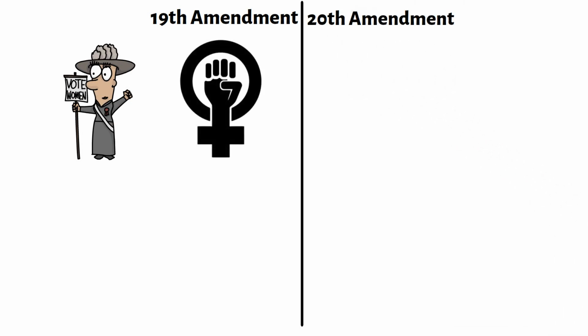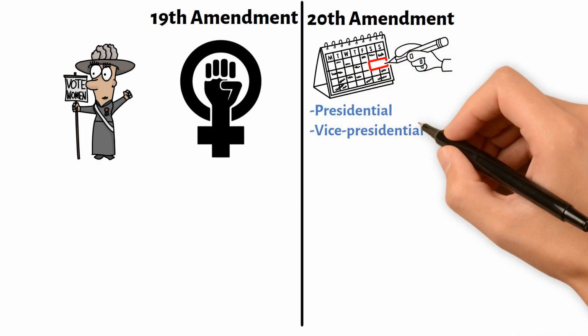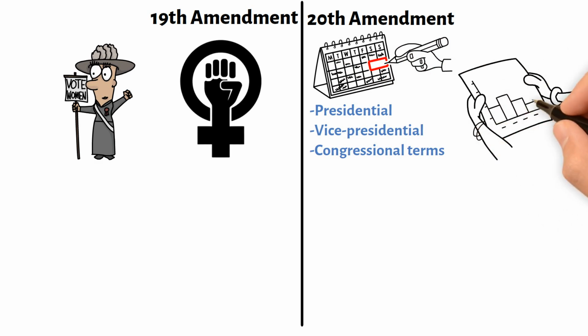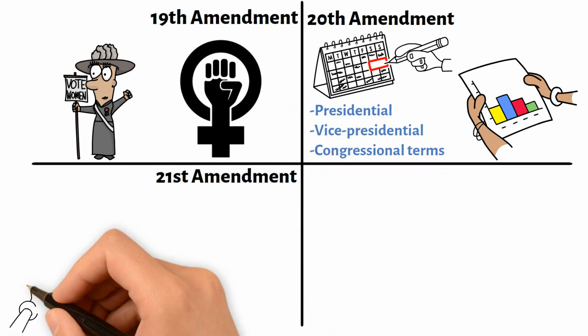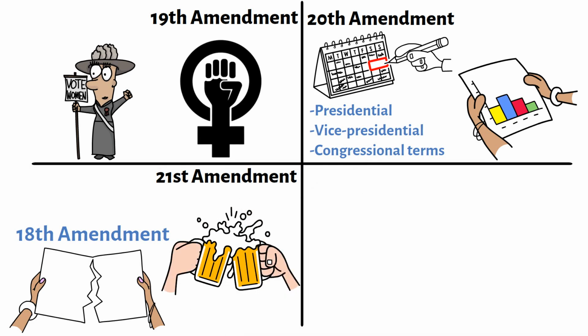20th Amendment changes the dates for the start of presidential, vice presidential, and congressional terms to reduce lame duck periods in government. 21st Amendment repeals the 18th Amendment, ending prohibition and making alcohol legal once more.